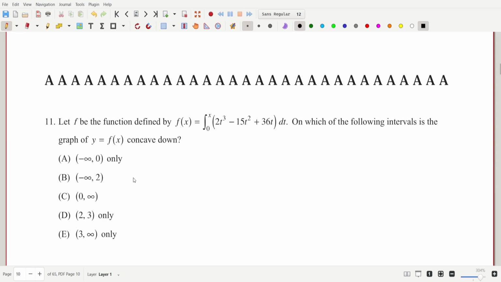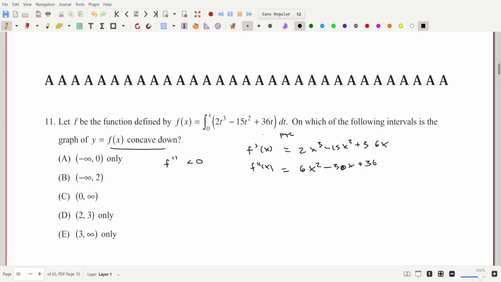11, let f be the function defined by, okay, some integral. When is f concave down? So f is concave down when f double prime is negative. F prime of x by FTC part 1 is just 2x cubed minus 15x squared plus 36x. And so f double prime is 6x squared minus 30x plus 36. Okay, and we want to know when that is negative. So we've got to factor that. If 6 pulls out, that's x squared minus 5x plus 6, and that factors easily.